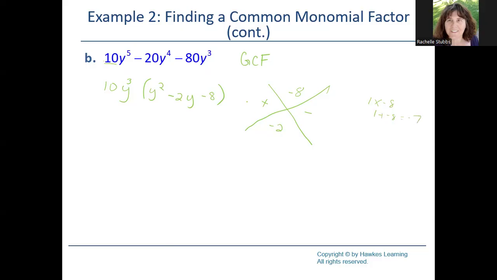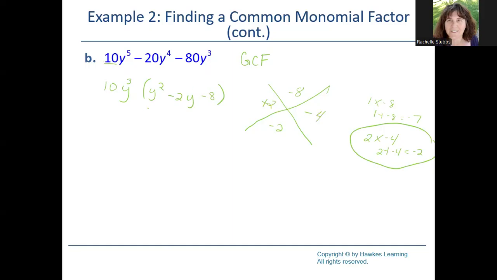So that doesn't work. So my next one is 2 times 4. And so the 4 will be negative. And what is a 2 plus a -4 equals a -2. And that's the one. So I'm going to use a +2 and a -4.